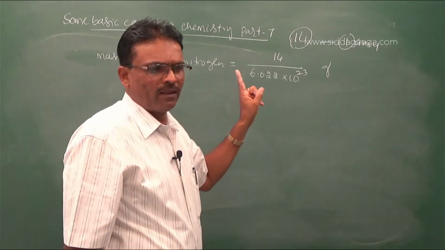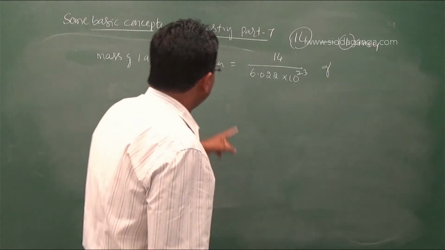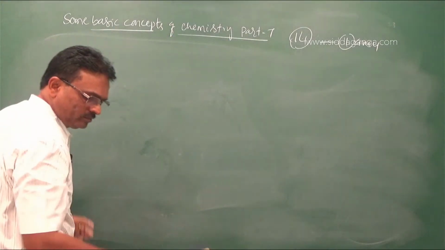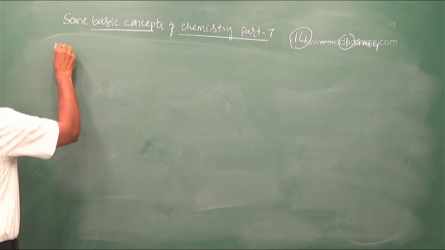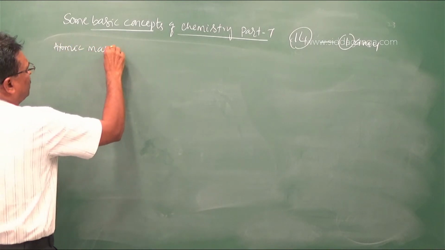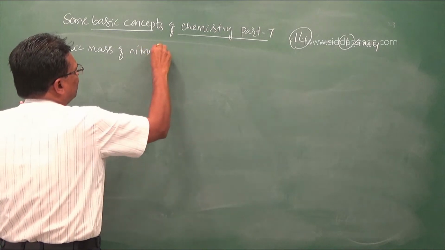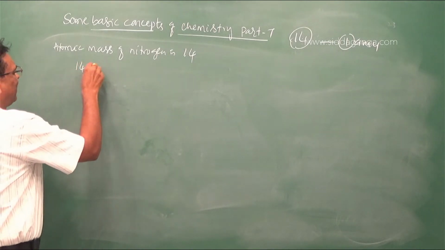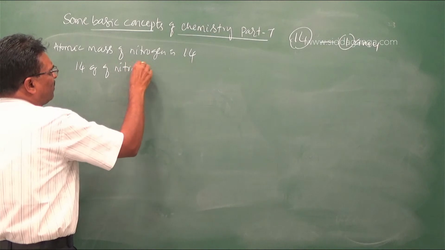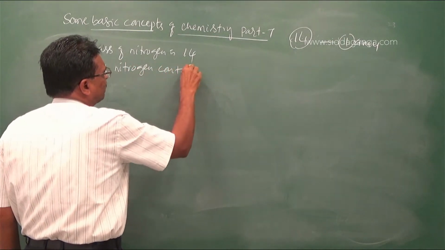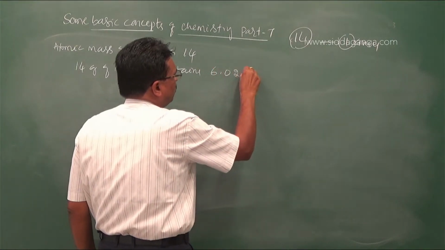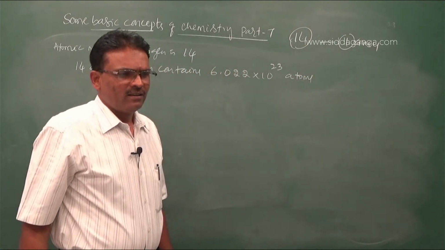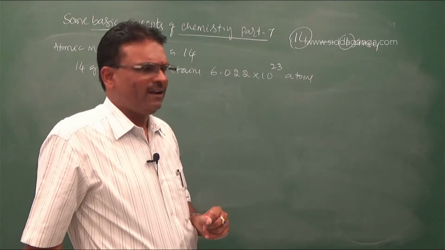Observe, instead of writing it like this, look: atomic mass of nitrogen is 14. Clear? 14 gram of nitrogen contains 6.022 into 10 to the power of 23 atoms. Is the concept clear? Listen carefully.